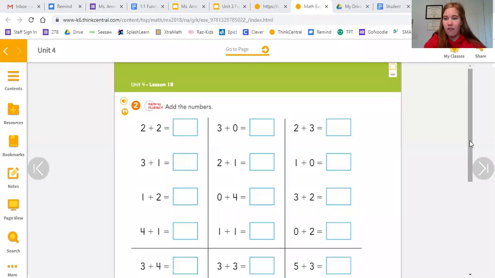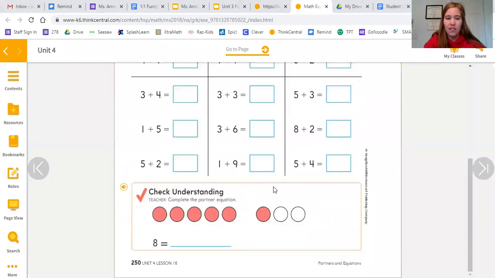Then if I go down, remember the check your understanding is always the challenge. It just says to complete the partner equation. So what you want to look at is how many are red, and I'll put the break apart stick to help you a little bit, and how many are white.